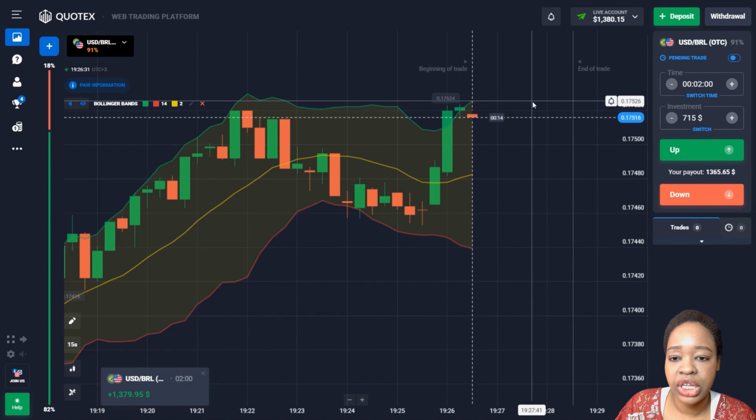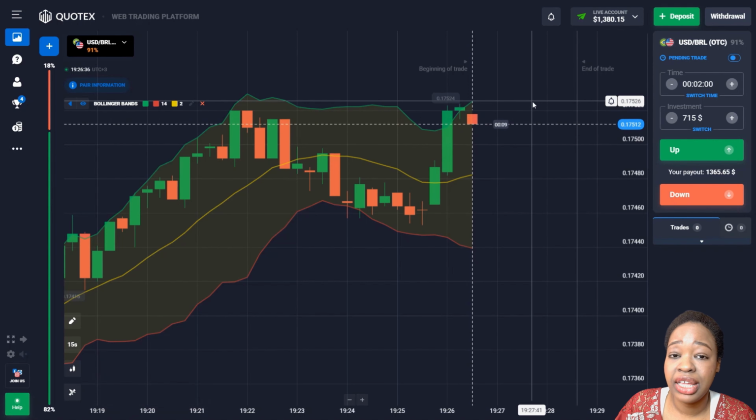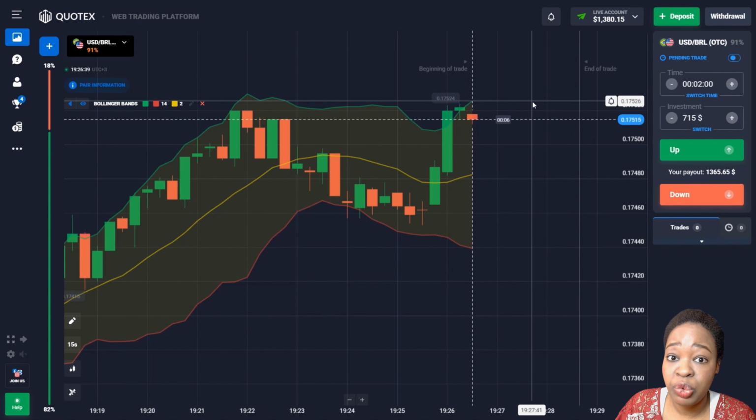This is excellent, friends. You can see the price impulsively moves up, and this trade brought me a very good profit. The indicator was right again. It showed me a good entry point.